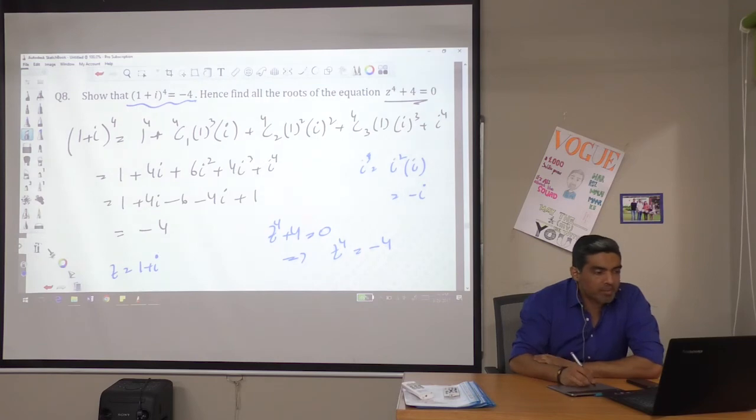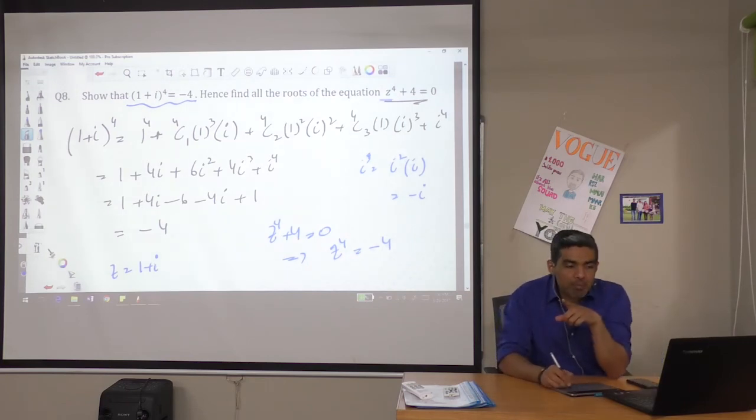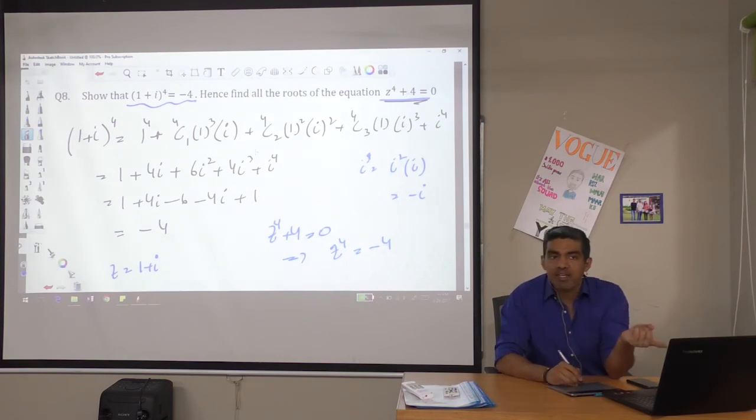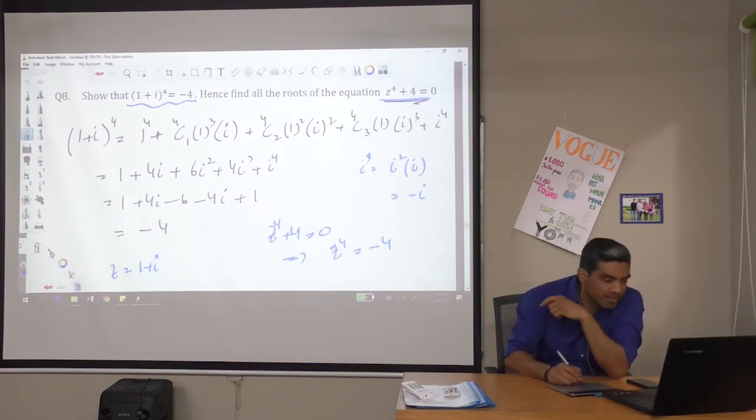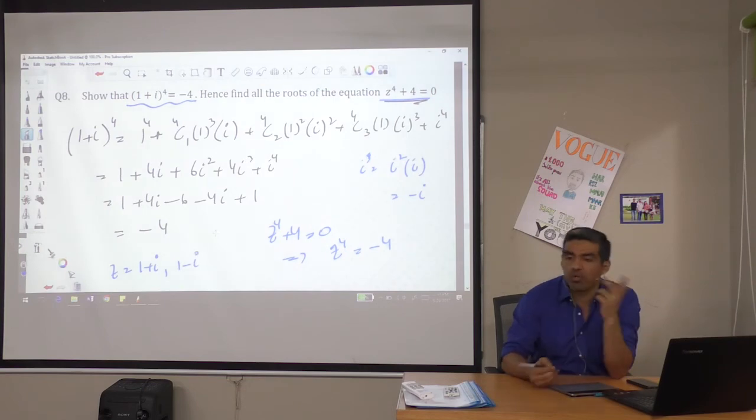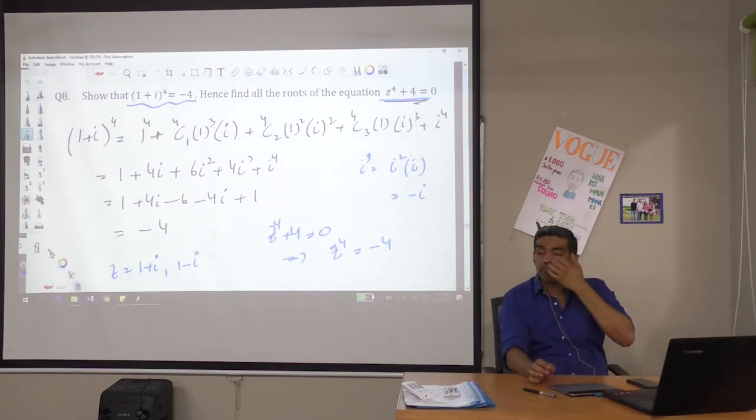Because we just agreed that (1 + i)^4 is -4. And here you are saying z^4 is -4. So what value could z have? Definitely 1 + i is a value. 1 - i is also a value, because it's a polynomial with real coefficients. So if 1 + i is a complex root of this polynomial, then 1 - i should also be here.